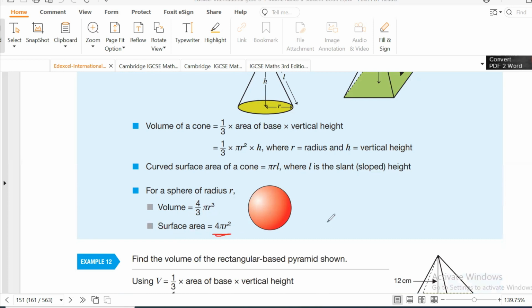Same as in a circle, half of a circle we say semicircle. But in a sphere, half of a sphere we say hemisphere. What is the surface area of a hemisphere? For a hemisphere, we use half of this, meaning divide by 2. So we will get 2 pi r squared. This is the formula that will help us find the area of a hemisphere. So we will start the exercise, and let's have a look.